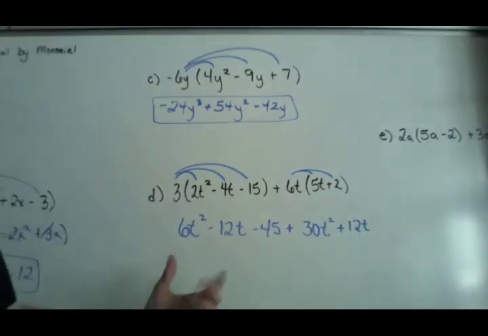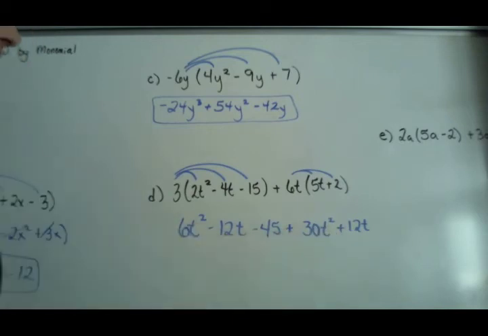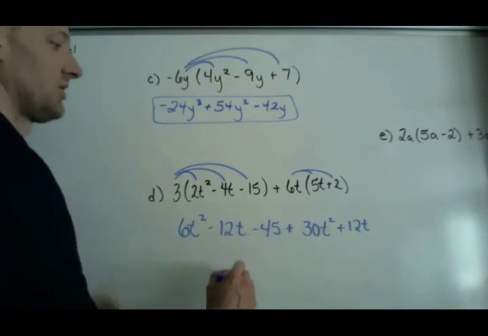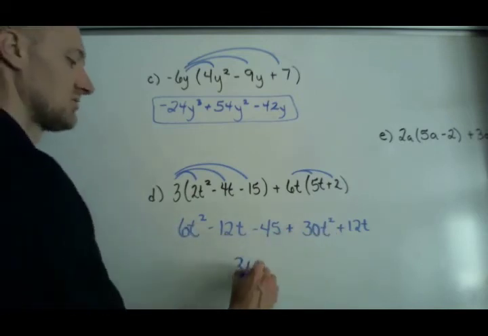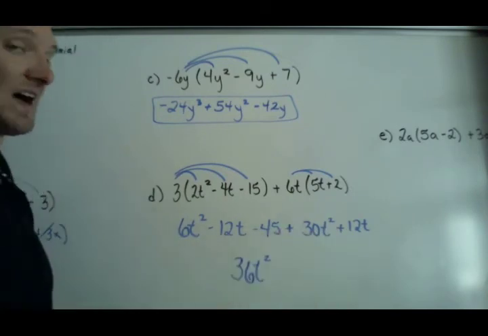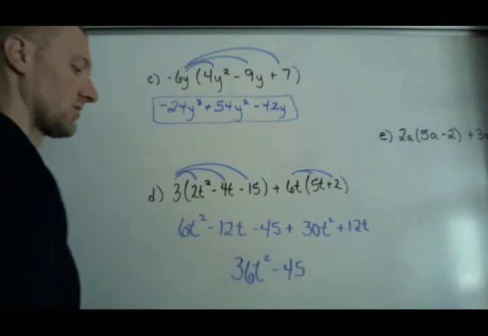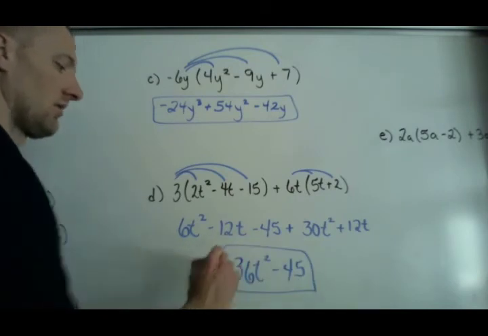And finally, we look for like terms. And we have some t squareds here. We have a t. And we just combine those. So 6t squared, 30t squared is 36t squared. The negative 12t, the positive 12t combine to give you 0. And then your negative 45 has no other like term. And so that would be your final answer.